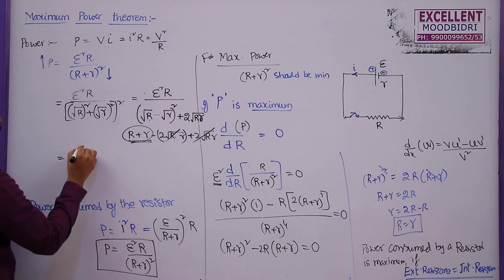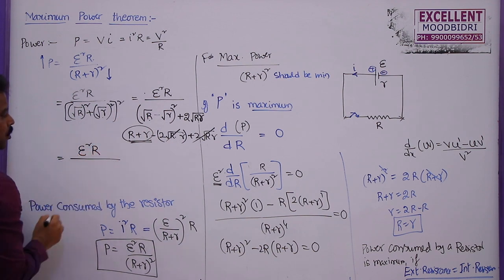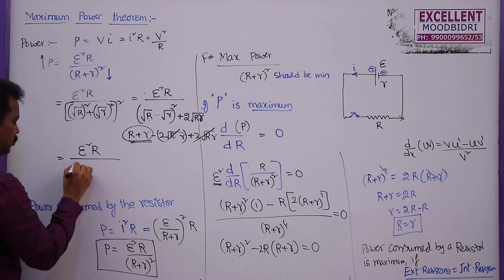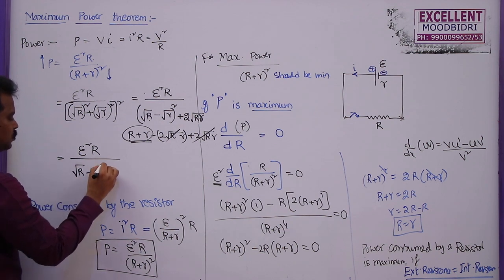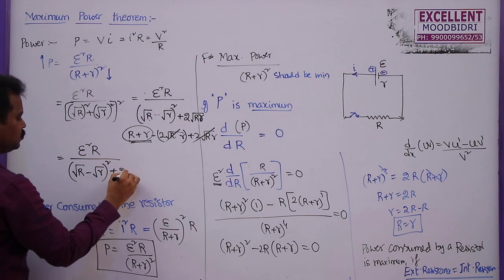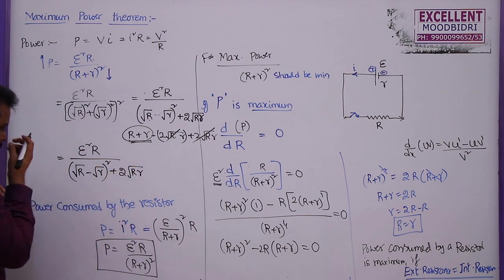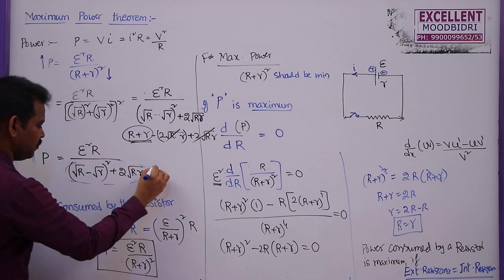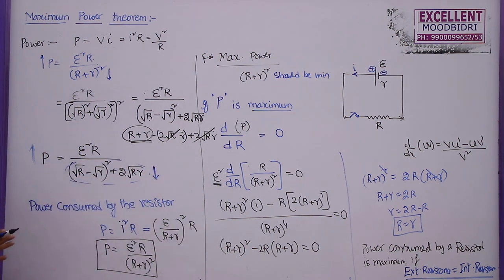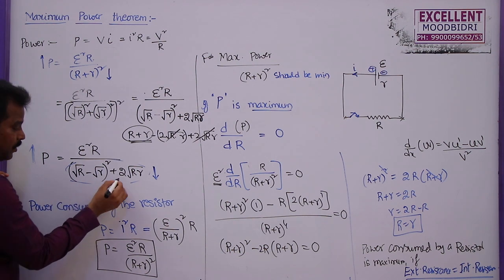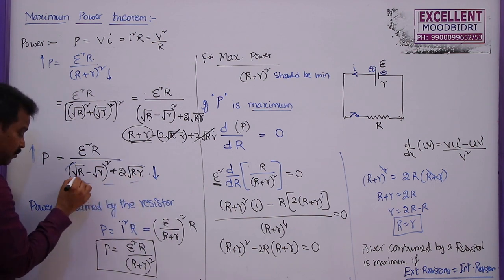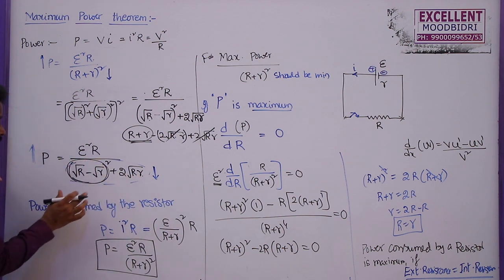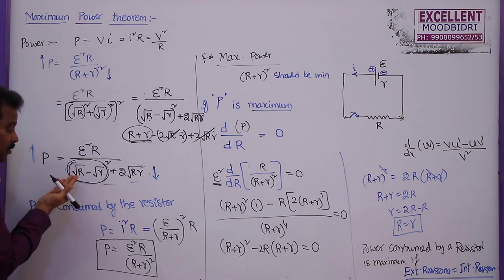So this can be written as E square R by. What is the denominator now? This is (root capital R minus root small r) whole square plus 2 root capital R small r. This is the power consumed. For the power to be maximum, the condition is the denominator should be minimum. So what is the minimum value here? When can it be minimum? 2 into root capital R small r cannot be minimum, this is the product, but you can see this is a subtraction here. This can be minimum.